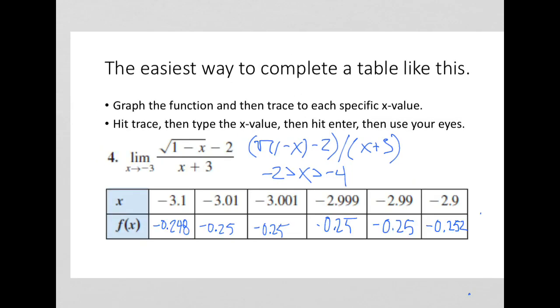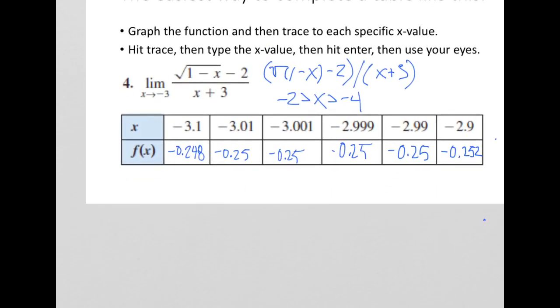So I lied to you. I found the values anyways. But from this table, it certainly looks like the limit of this function is going to be -0.25. So again, I can say the limit of our function, the square root of 1 minus x minus 2 over x plus 3 as x goes to -3 is -1/4.